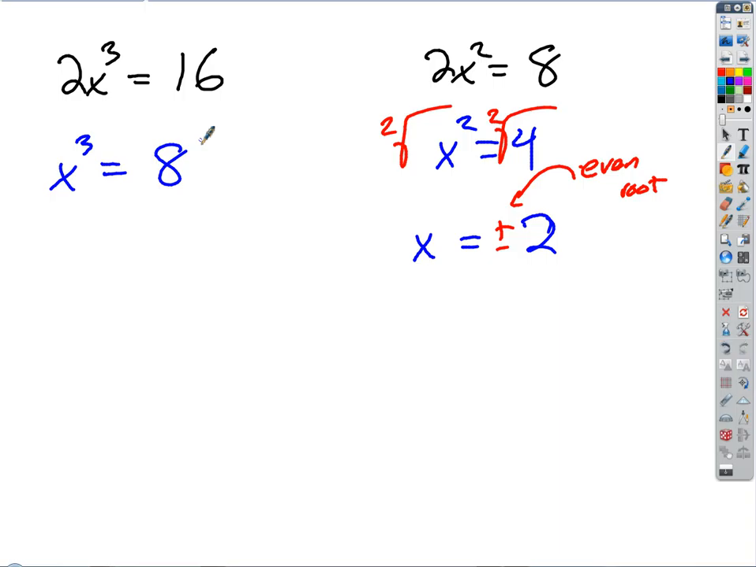What do I do then? Cube root. Take a cube root of both sides. Okay, so we do a cube root. If I take a cube root of both sides of an equation here, what's that going to give me for my answer? 2. 2. Do I need a plus or minus?